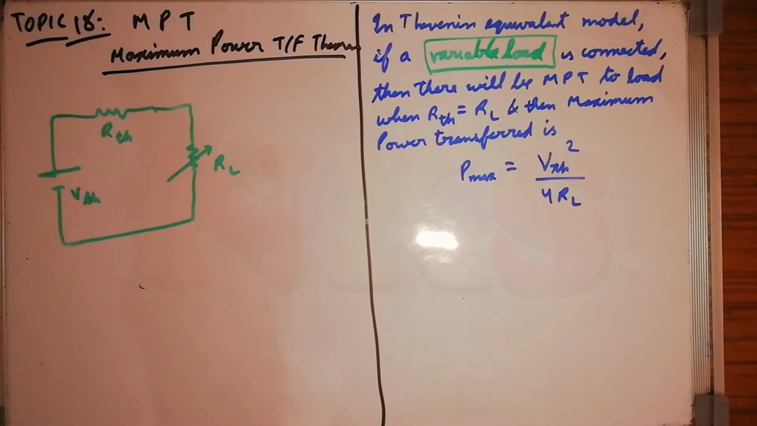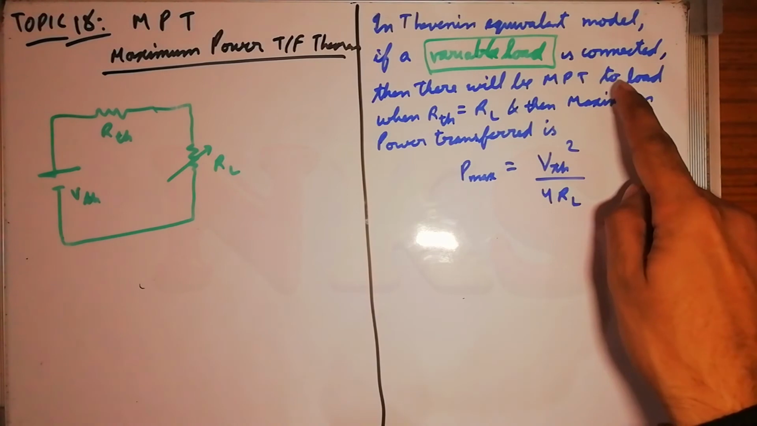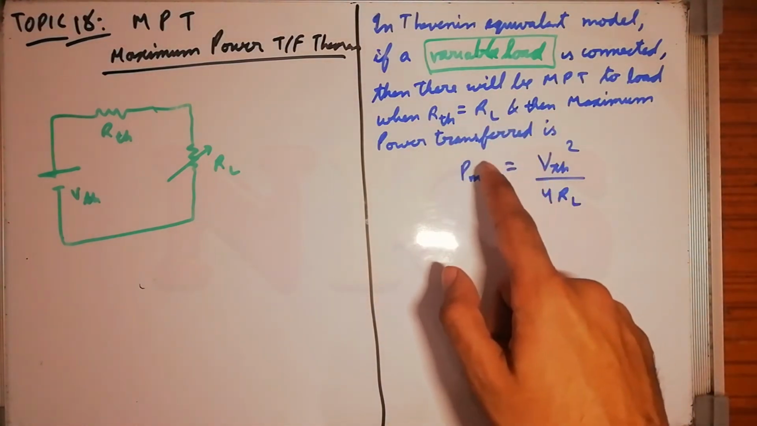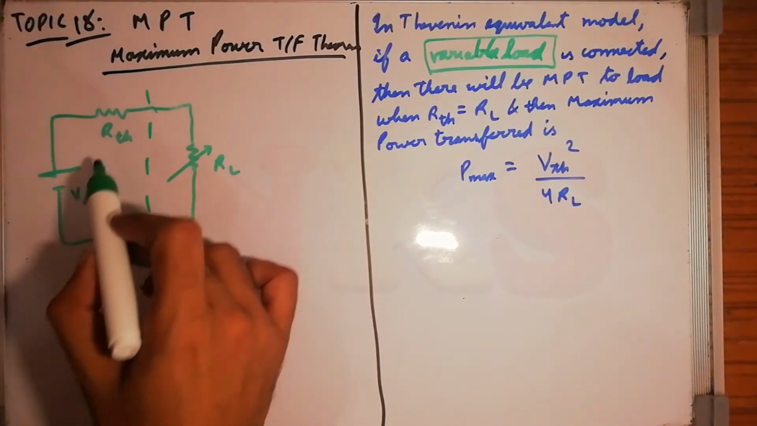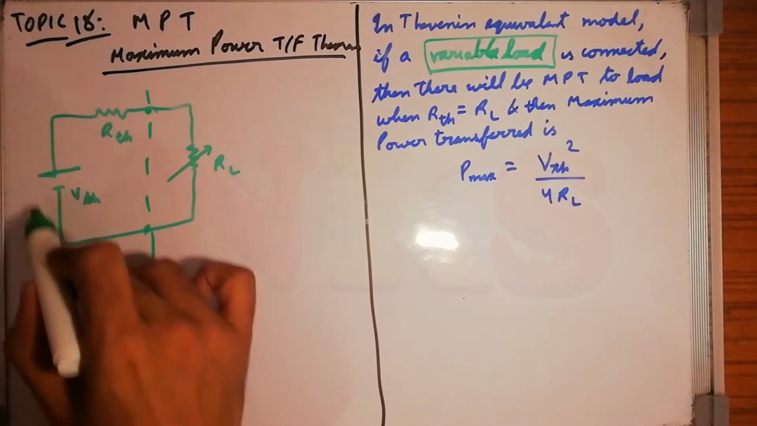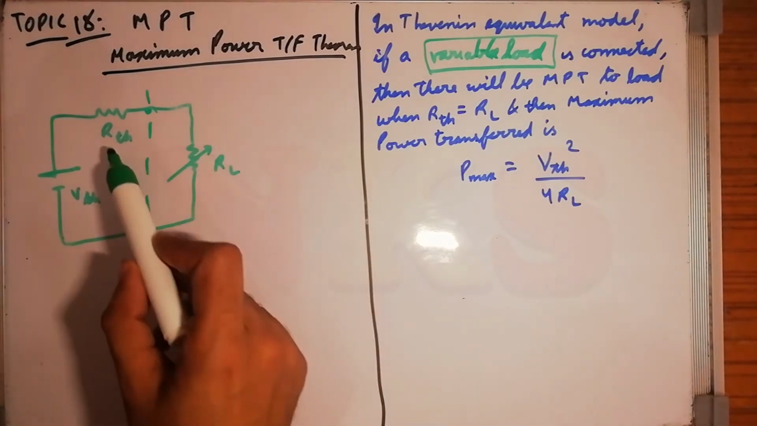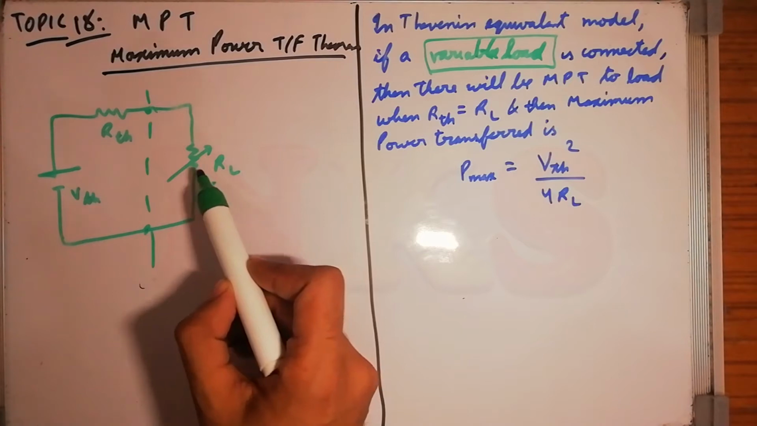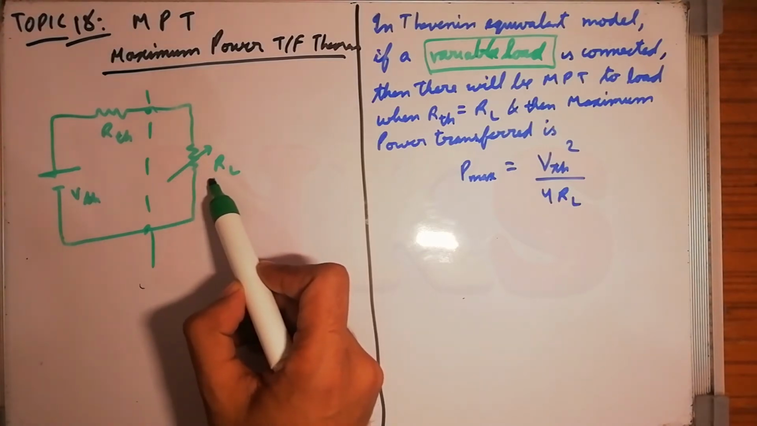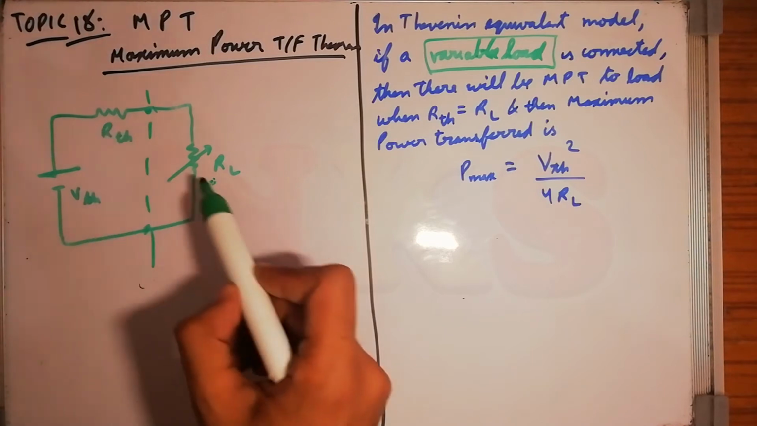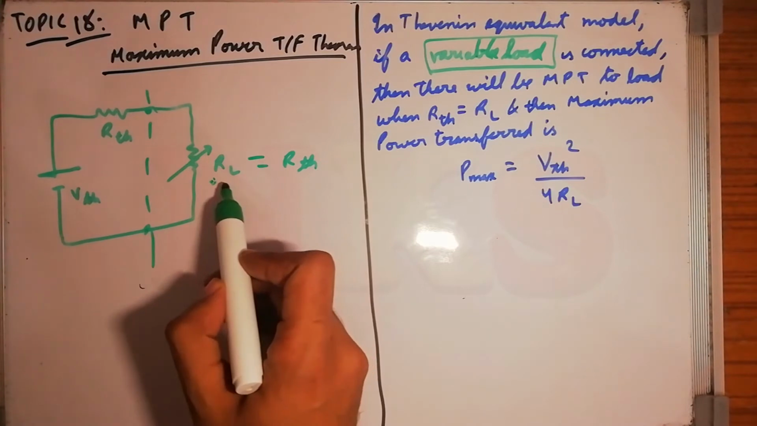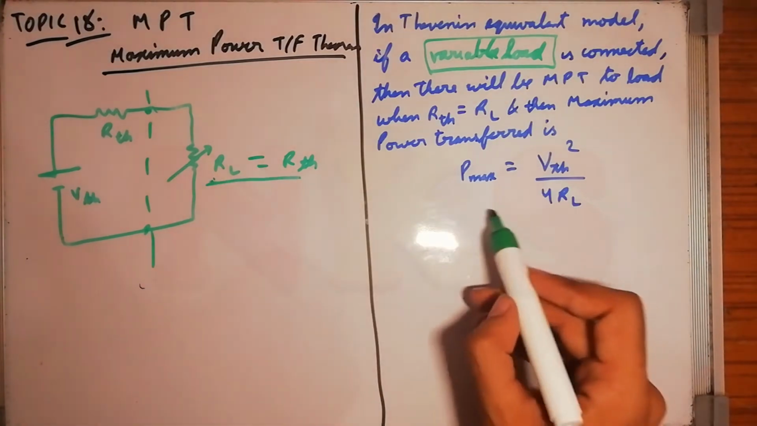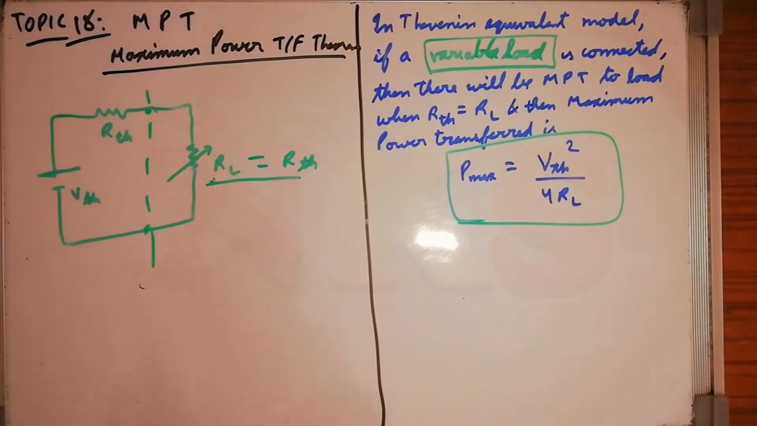And there are many problems in GATE on this concept. Then there will be maximum power transfer to the load when RTH is equal to RL. That is, this RTH and VTH is the Thevenin equivalent of any given network. So maximum power will be transferred to this RL, the load resistance, when RTH is equal to RL. That is, when the value of RL is RTH, then maximum power will transfer to this load, which will be given by the formula VTH square by 4RL.